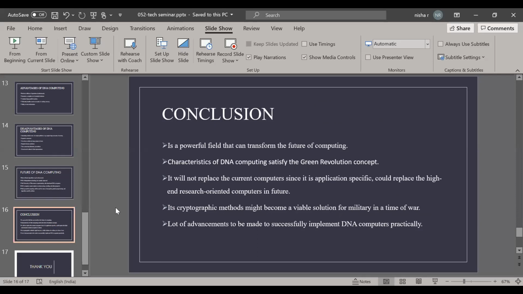Okay, here you mentioned its cryptographic methods might become a viable solution for military in a time of war. Yes, sir. In the conclusion, in a time of war, in what manner can they use it? Sir, if it takes more time for encryption and decryption, then it is not suitable for using a DNA based approach during data transmission.